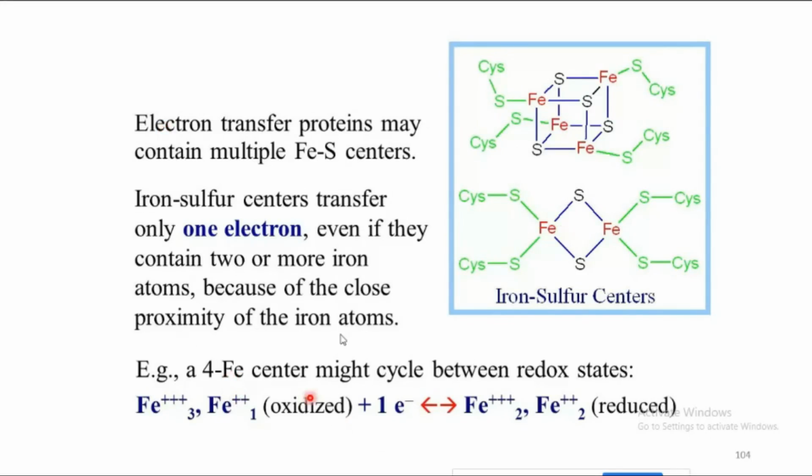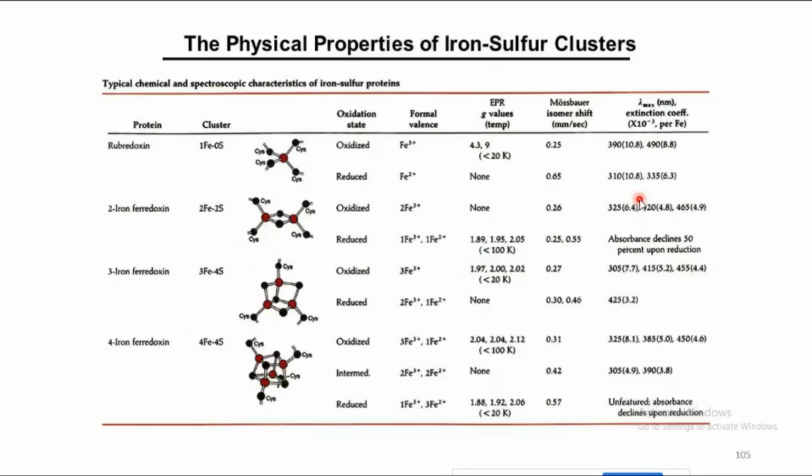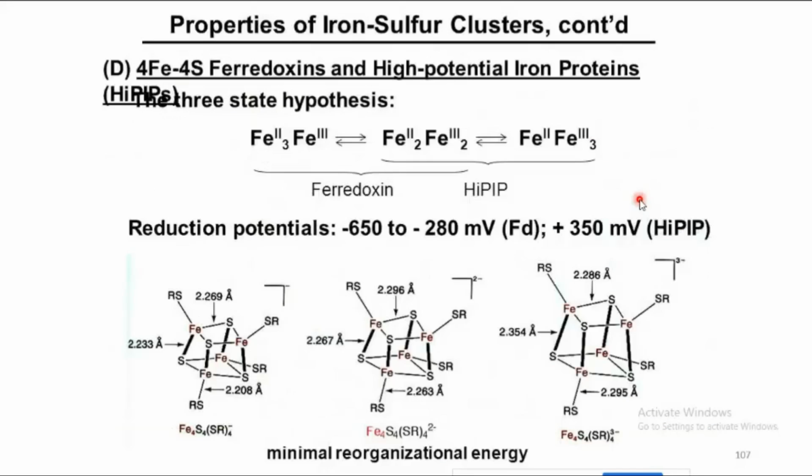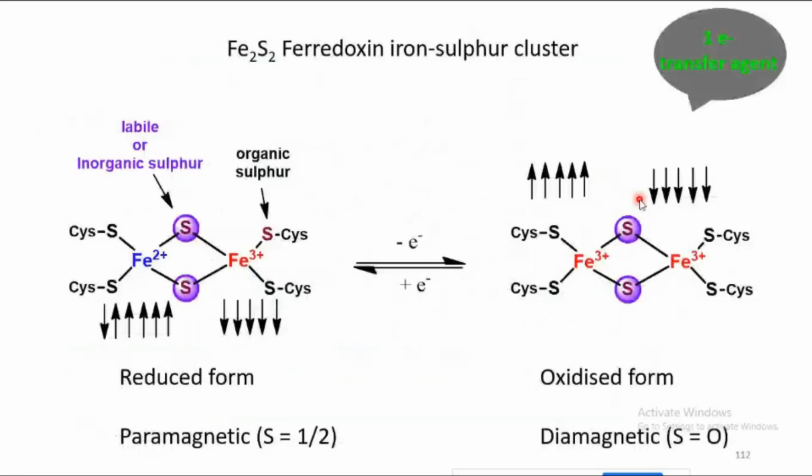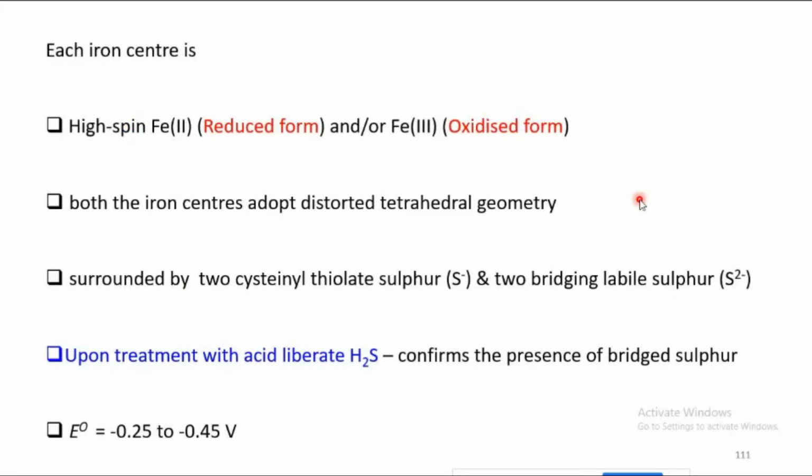If you are seeing the iron centers in the oxidized and reduced forms, they will have two different oxidation states. So the oxidation state is settling between the +2 and +3 oxidation states. Here in the reduced form, one iron is in the +2 oxidation state, and in the oxidized form, both irons are in the +3 oxidation state. Both are in the high spin state.